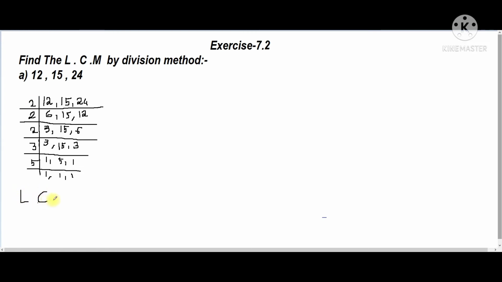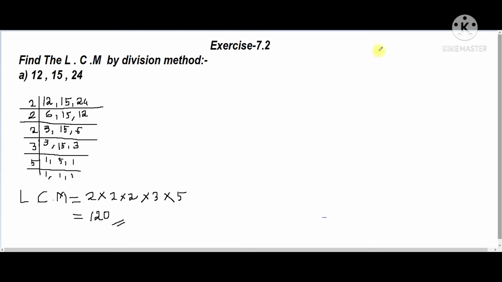Now we'll find the LCM. What we will do, we'll multiply. Here we'll write LCM equal to, and we'll multiply all the numbers there. So 2, and then again 2. How many twos are there? 3 twos, and then 3, and then 5. If we multiply all this, then we'll get the LCM of the given numbers. So 5 times 3 is 15, 15 times 2 is 30, 30 times 2 is 60, 60 times 2 is 120. So the LCM will be 120.